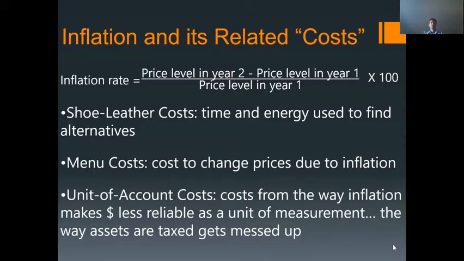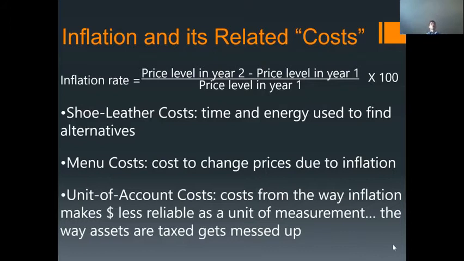In a base year, your inflation rate is going to be zero. It'll be the price level in year one minus the price level in year one, divided by the price level in year one, which is actually zero, multiplied by 100, and that is still zero. So as you have a higher level in price two, you'll have a higher inflation rate.